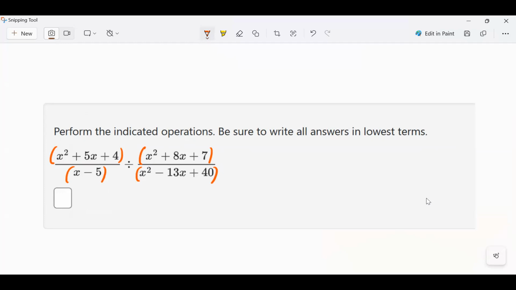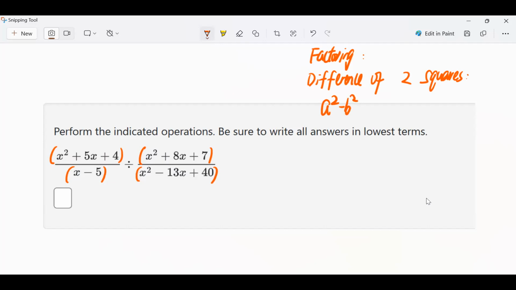So let's say, just in case you forget how to factor, a factoring review. First one is the difference of two squares. I just use A and B, right? A squared minus B squared. As soon as they are a difference of two squares, it will become A plus B, A minus B.